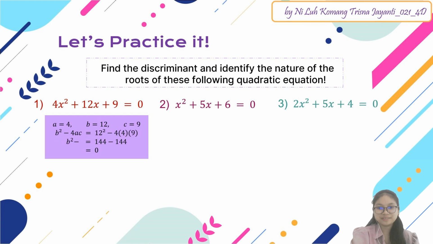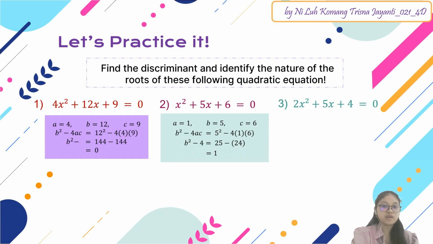Since the discriminant is 0, there are two equal real roots. For the second, we have x squared plus 5x plus 6 equals 0. Here, the value of a is 1, the value of b is 5, the value of c is 6. Calculating the discriminant, b squared minus 4ac equals 5 squared minus 4 times 1 times 6, which is 25 minus 24 equals 1. Since the discriminant is 1, which is positive, there are two distinct real roots.